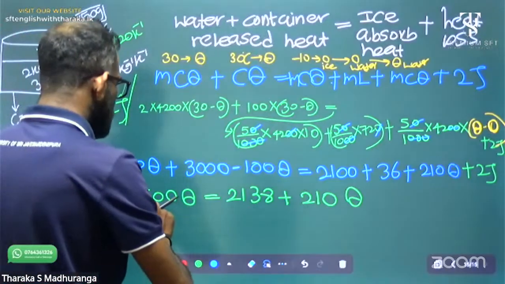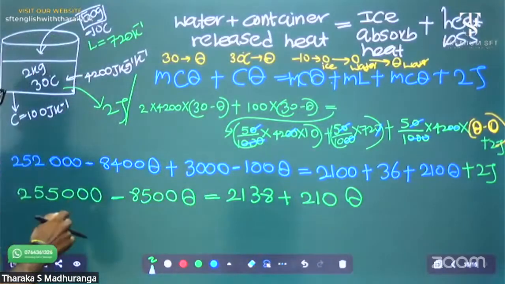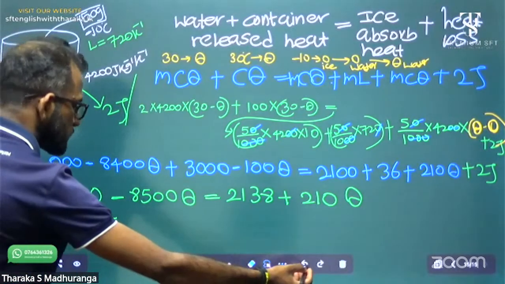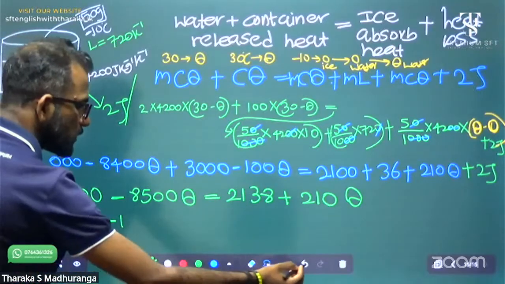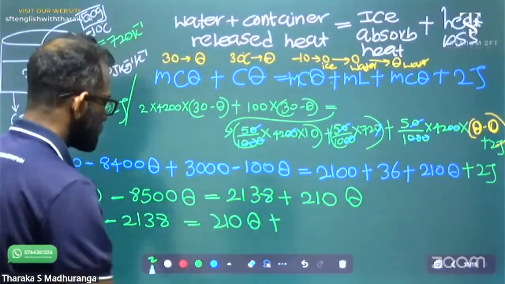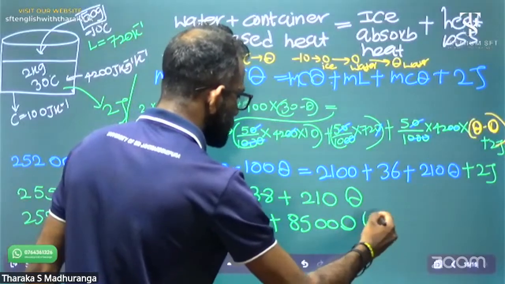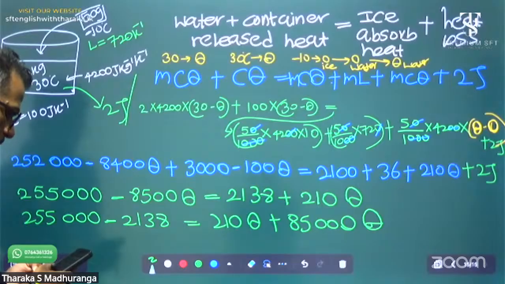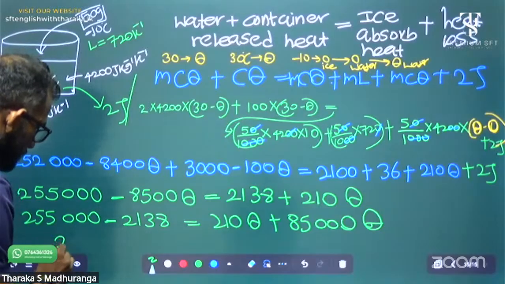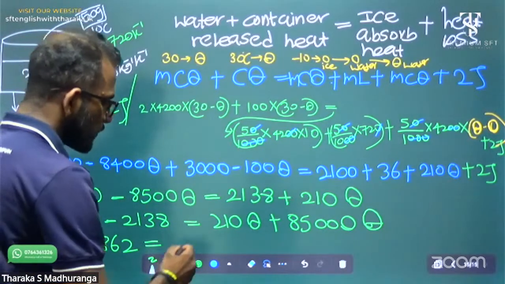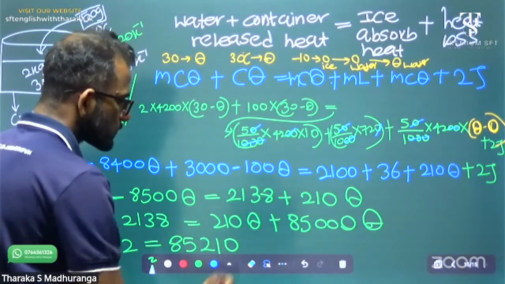Now the 8,500 theta gets into this side and this value gets into this side. 255,000 minus 2,138 equals 210 theta plus 8,500 theta. So 252,862 equals 8,710 theta.